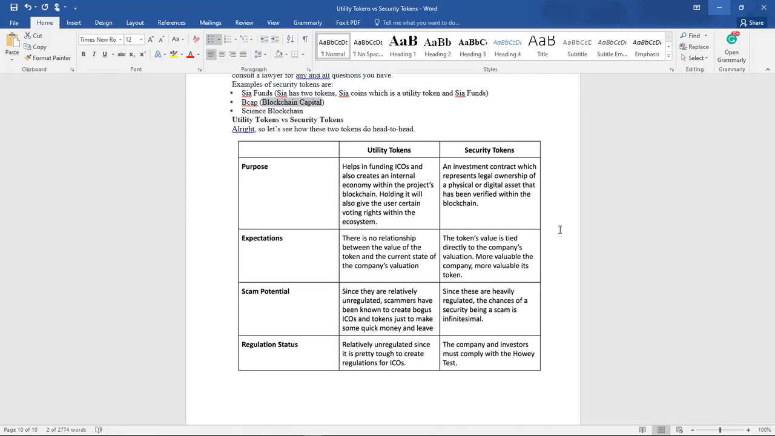Utility tokens or coins that have a lot of utility attract a lot of scams, and scammers have been known to create bogus ICOs and tokens just to make some quick money and leave. The same person, I think, had actually cloned our website and created a fake ICO, and people were sending ETH to him so that they could get Ubricoin. We had to tell our community that we don't do that, and that we will announce our ICO officially on our official YouTube channel or our official channels.